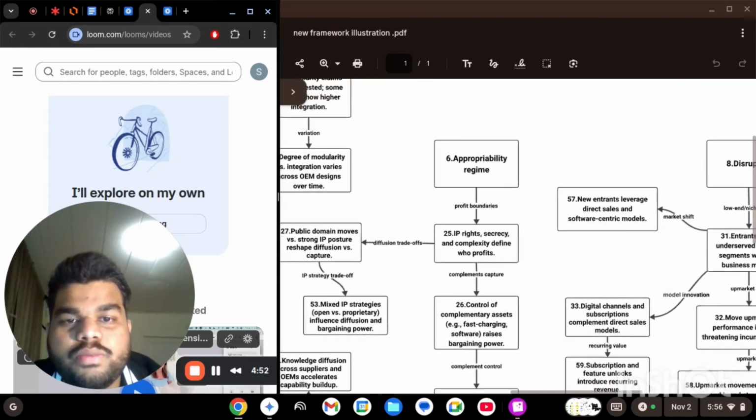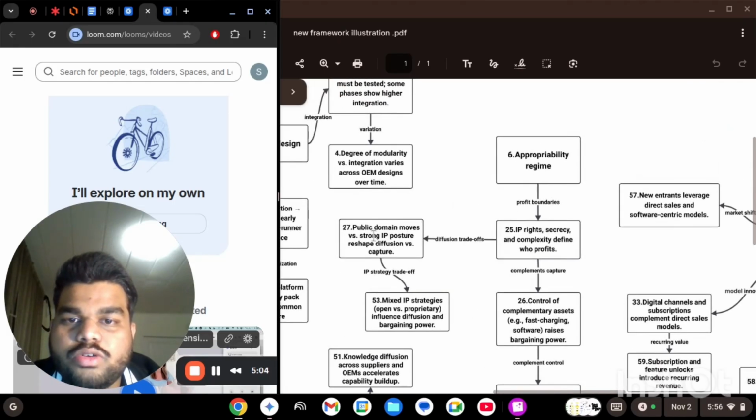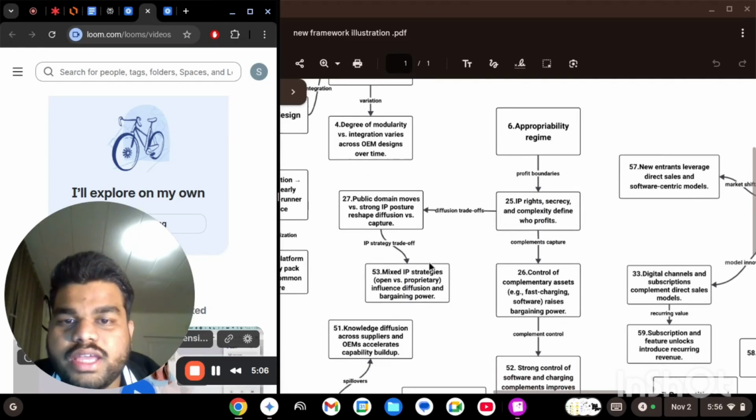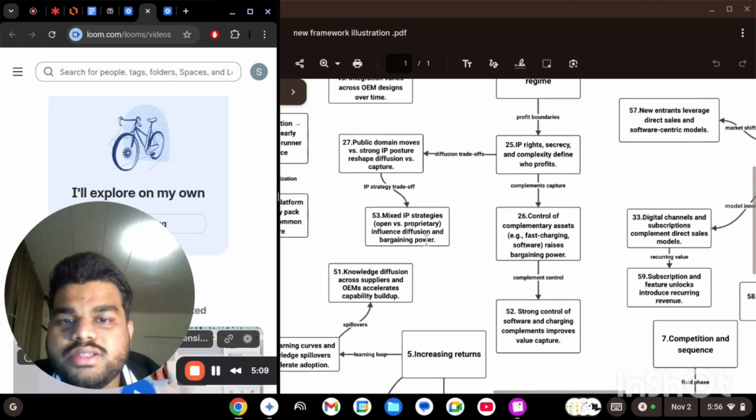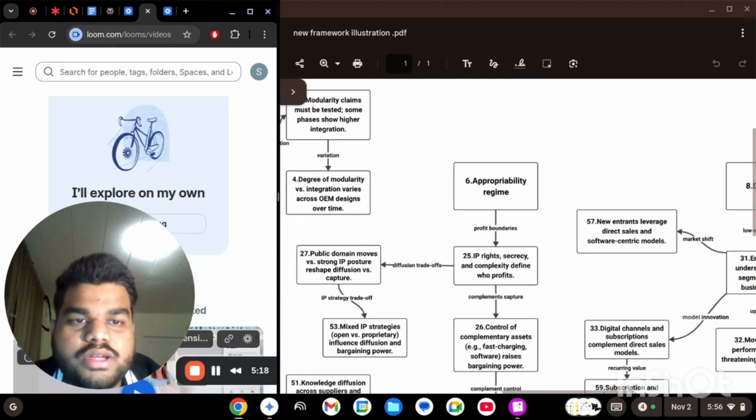And the sixth one is appropriability regime. These profit boundaries, such as increasing returns, secrecy, and complexity, define whose profits. This diffusion trade-off has strong public domain versus strong IP reshaping diffusion and capture; mixed IP strategies influence diffusion and bargaining power. This complement control has strong control of software and charging, which captures and improves value capture.